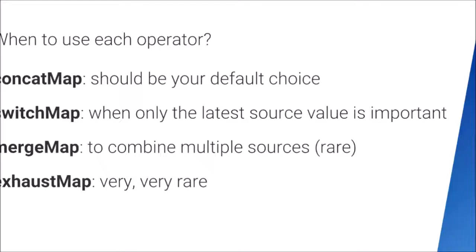And merge map actually is not really needed that much in code. You really only use it when you're combining multiple streams of the similar type of data, and you don't really care what order they come in. And as I mentioned, exhaust map, nobody ever uses that one.